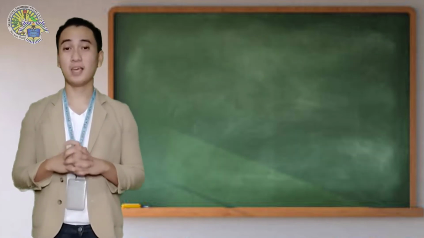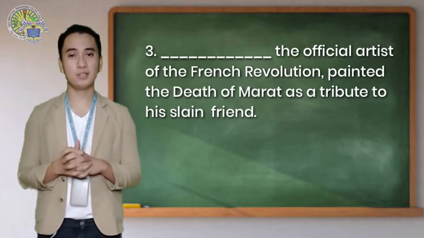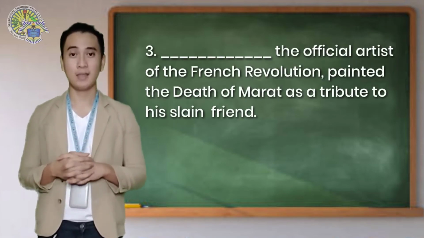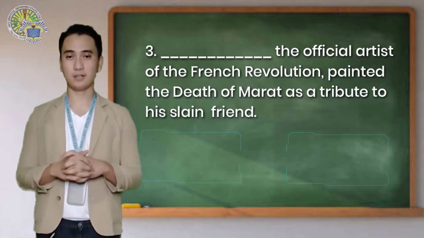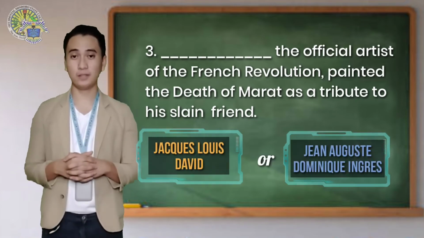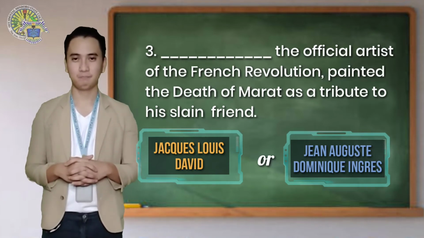Maybe this time you can't guess the artist. Who, the official artist of the French Revolution, painted the Death of Marat as a tribute to his slain friend? Is it Jacques-Louis David or Jean-Auguste-Dominique Ingres?